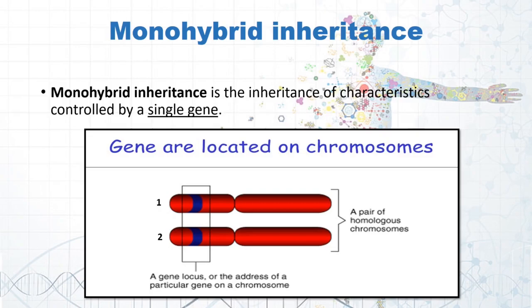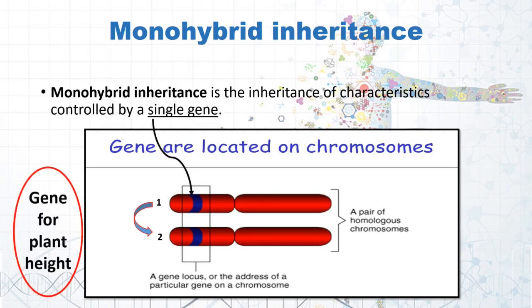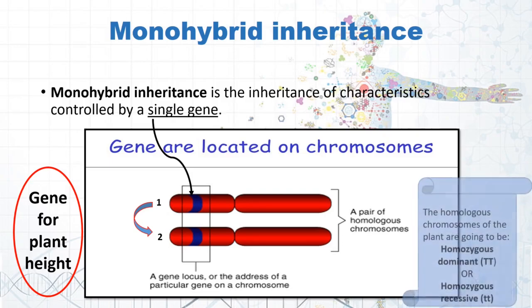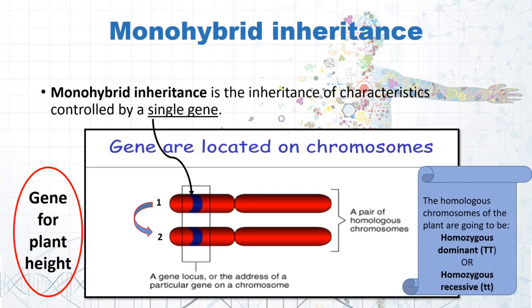This is a pair of homologous chromosomes 1 and 2. The gene locus for one character is marked in both the chromosomes with blue color. Say it is the gene for the plant's height. Imagine if the genes on both chromosomes 1 and 2 are dominant. In that case, we will call it homozygous dominant. But if both chromosomes 1 and 2 are recessive for that character, then we will call it homozygous recessive.